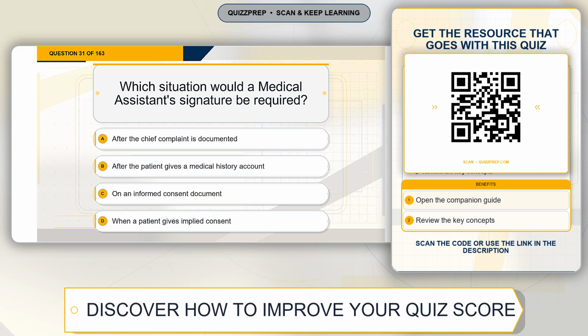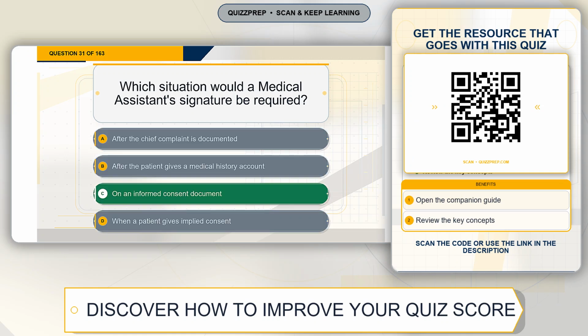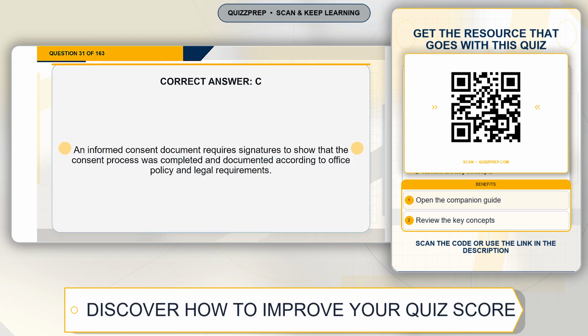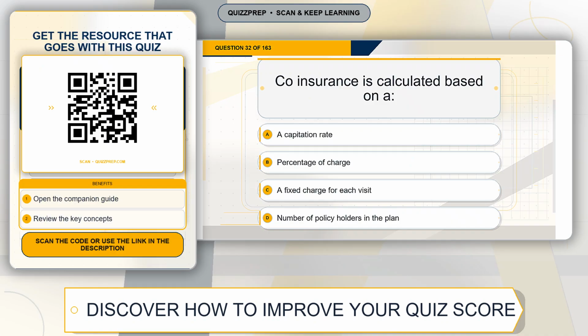Question 31. Which situation would a medical assistant's signature be required? Option A, after the chief complaint is documented. Option B, after the patient gives a medical history account. Option C, on an informed consent document. Option D, when a patient gives implied consent. The correct answer is option C, on an informed consent document. Explanation. An informed consent document requires signatures to show that the consent process was completed and documented according to office policy and legal requirements.